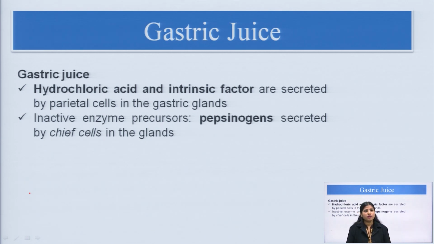Inactive enzyme precursors are also there, like pepsinogens. These pepsinogens are produced by the gastric chief cells in the gastric glands. We say pepsinogen is inactive because it is produced in an inactive form, but it is converted into pepsin with the help of the hydrochloric acid present in the gastric juice, and that pepsin is ultimately useful for breaking down proteins into simpler peptides.